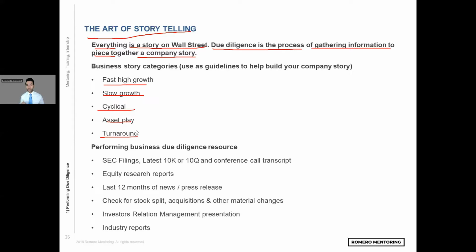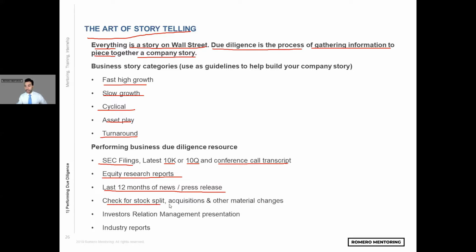Now, when we're performing due diligence, what information should we use? Where do we go? Do we have a set of lists? There's so much information out there in the public that we need to be able to organize in a concise fashion. So right here on the slide, I've thrown in the most important information that you really need to perform due diligence and determine the story of a company. Number one is the SEC filings, like the 10-Ks and the 10-Q, and also listening to or reading the earnings call transcripts. Number two, reading equity research reports. Number three, the last 12 months of press releases, which you can find on the company website.